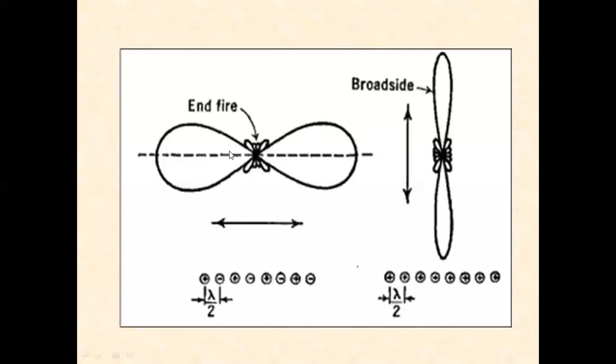As we have seen, this is the end-fire array pattern, parallel to the array axis. And this is the broadside array pattern, perpendicular to the array axis.